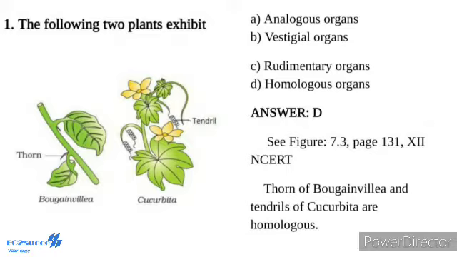Wings of butterfly and of birds look alike. They are not anatomically similar structures, though they perform similar function. Hence, analogous structures are a result of convergent evolution, different structures evolving for the same function and hence having similarity. So the correct answer is option D, thorn of bougainvillea and tendrils of cucurbita are homologous.